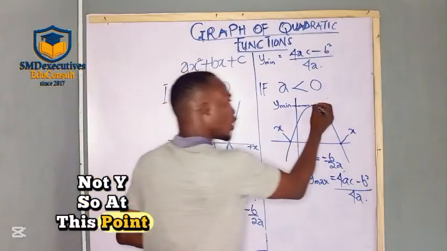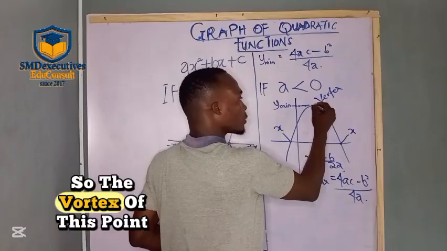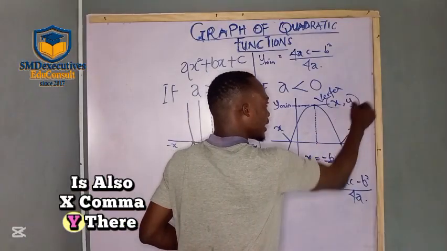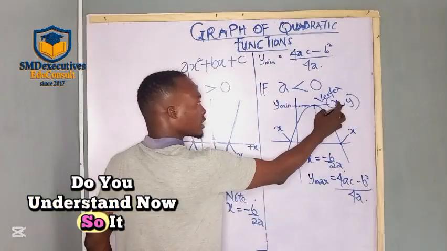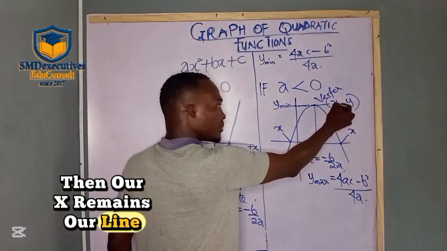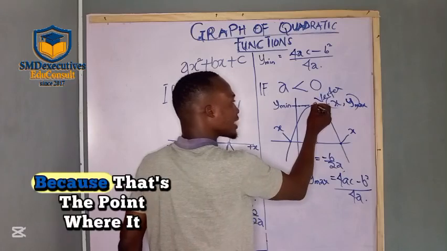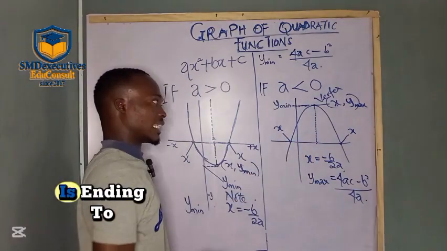So at this point also we call it the vertex. That's the vertex. So the vertex of this point is also x comma y. Do you understand now? So it gives us x comma y. Then our x remains our line of symmetry. Then our y here remains our y maximum, because that's the point where it is heading to.